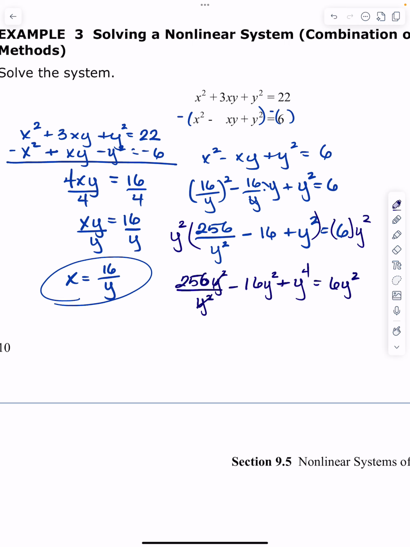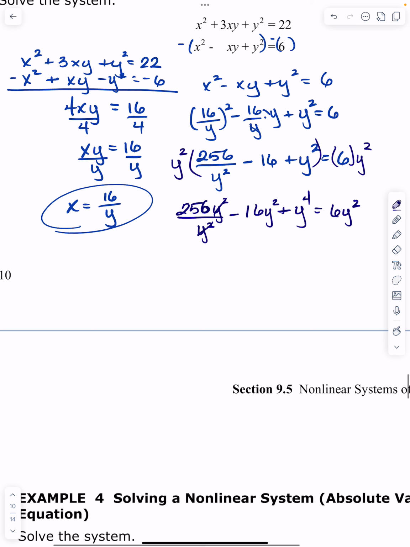So I am going to come in here before I do anything and multiply everything by y squared. Keep in mind I got to multiply everything on both sides. So I get 256 times y squared over y squared minus 16y squared plus y squared times y squared, so y to the fourth, equals 6y squared. These y squareds cancel. I'm going to move my y to the fourth out front. I got minus 16y squared minus 6y squared, so minus 22y squared plus 256 equals 0.